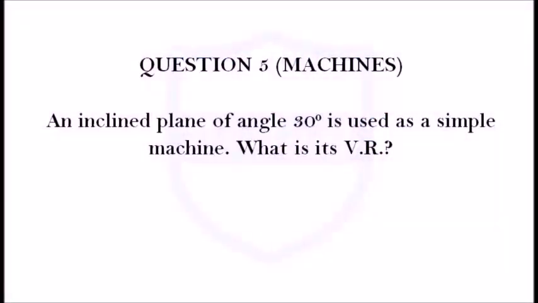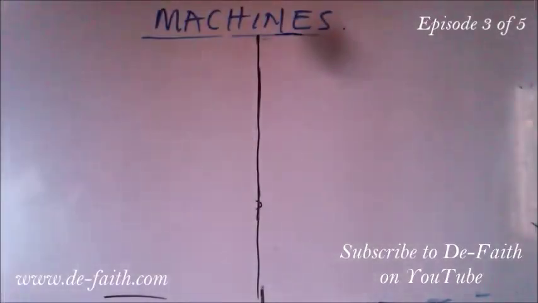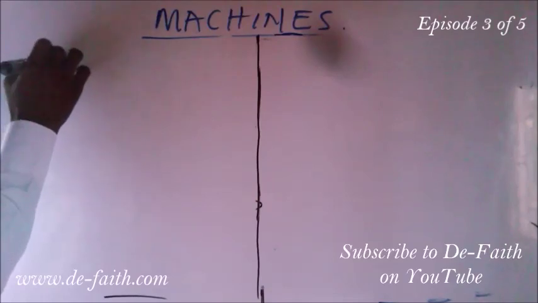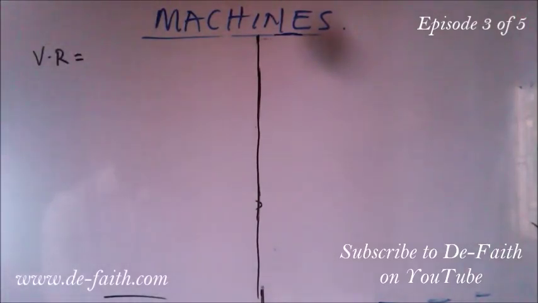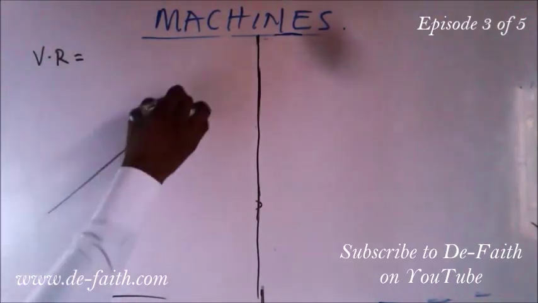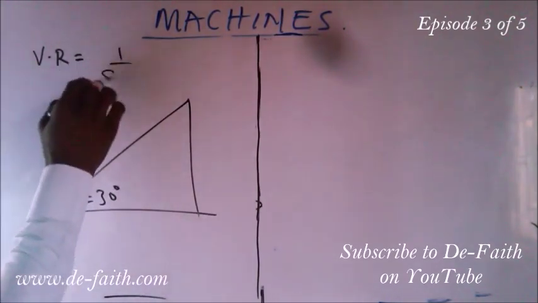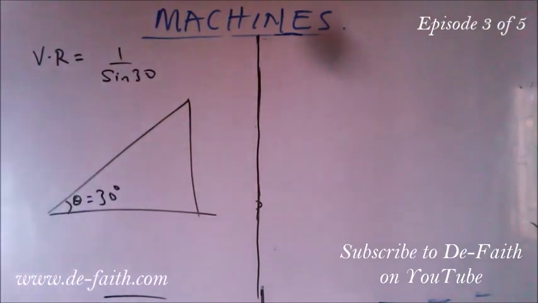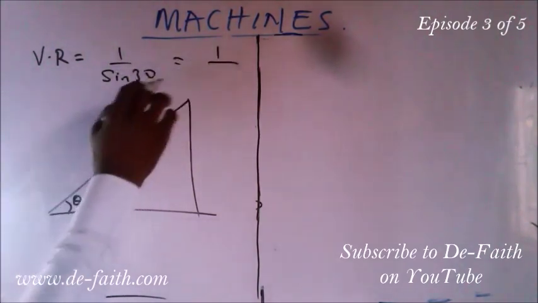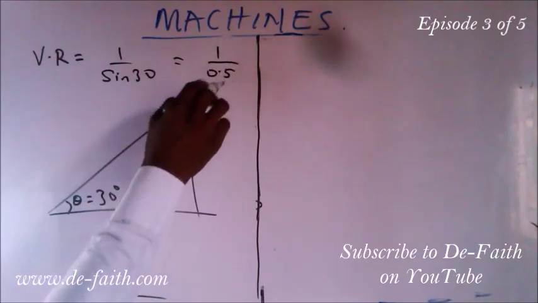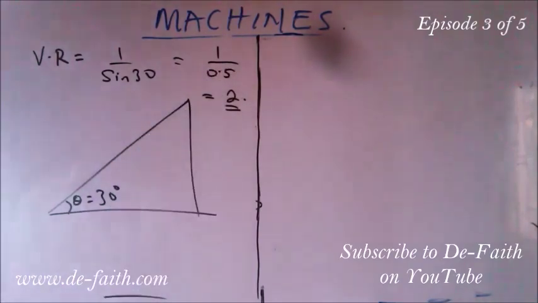An inclined plane of angle 30 degrees is used as a simple machine. What is its velocity ratio? Now this question says that the velocity ratio is unknown, but we're given the theta. For instance, this is the inclined plane, and we have a theta of 30 degrees. So we have velocity ratio equal to 1 over sine theta, that is sine 30 degrees. That is 1 over 0.5. The velocity ratio is equal to 2.